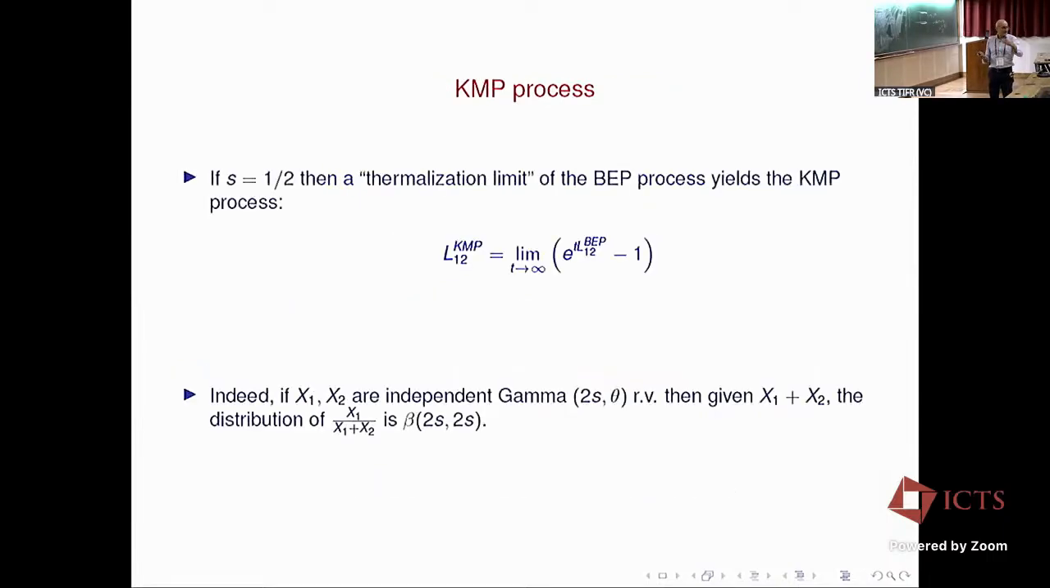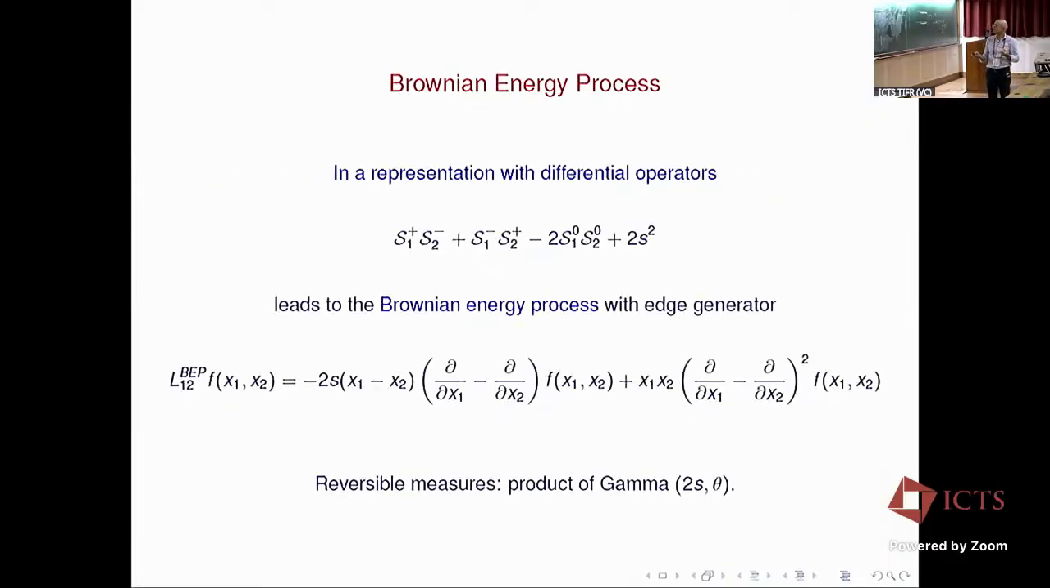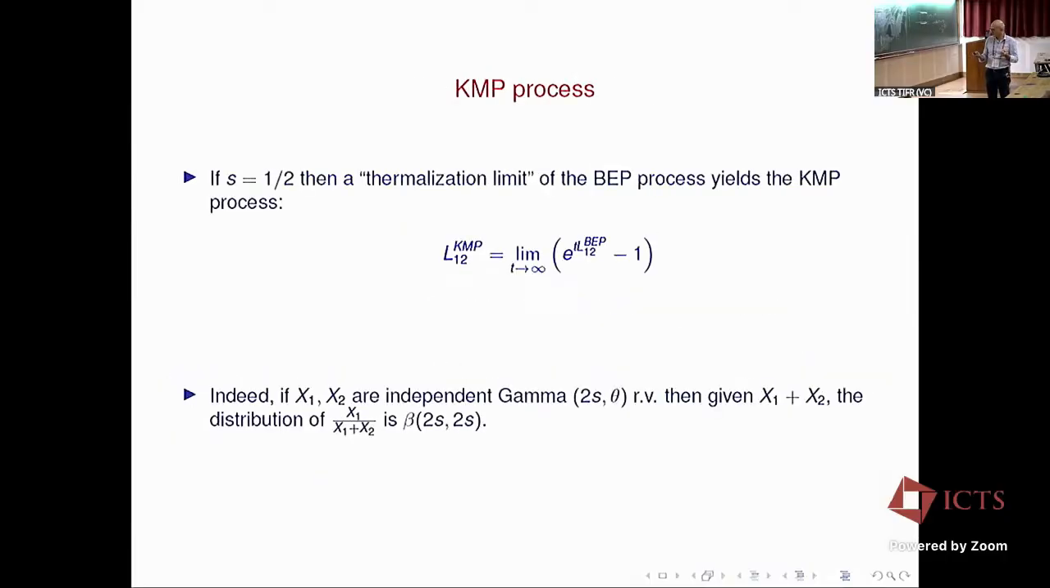And from here, it's one step to arrive at KMP, because if you consider this limit, this means that you are taking expectation with respect to the stationary state of this Brownian energy process with two sites. When you have two independent gammas and you fix the sum, because this process conserves the sum of x1 and x2, for the fraction x1 divided by x1 plus x2, you obtain a beta law with this parameter. In particular, when the spin is 1/2, it's a beta(1,1), which is the uniform law. Okay, that's the KMP redistribution rule. Actually, this provides a generalization of KMP.